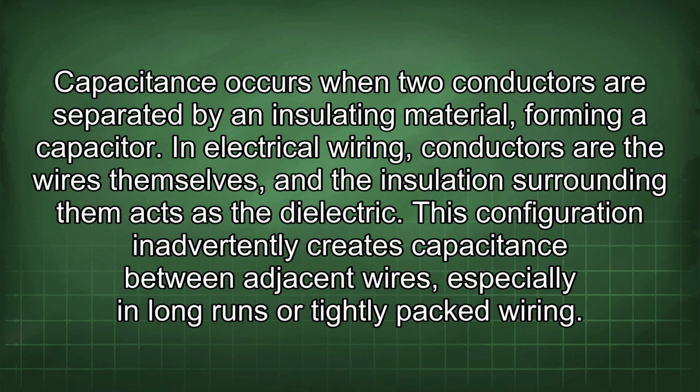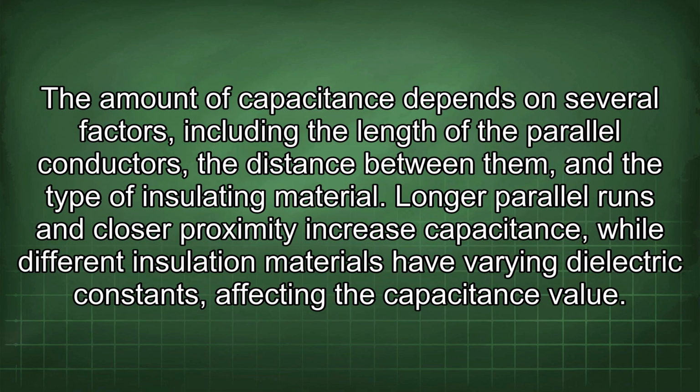This configuration inadvertently creates capacitance between adjacent wires, especially in long runs or tightly packed wiring. The amount of capacitance depends on several factors, including the length of the parallel conductors, the distance between them, and the type of insulating material. Longer parallel runs and closer proximity increase capacitance, while different insulation materials have varying dielectric constants affecting the capacitance value.